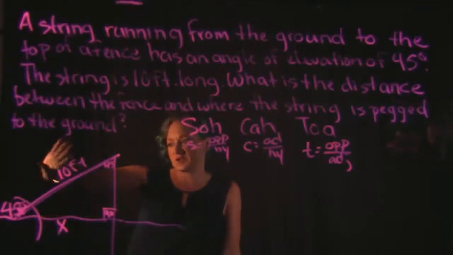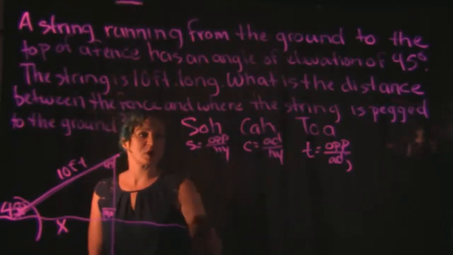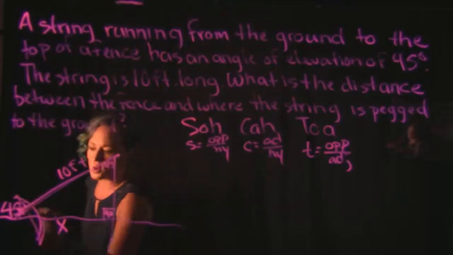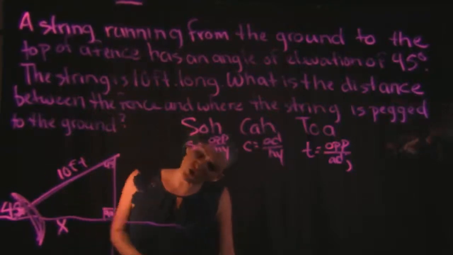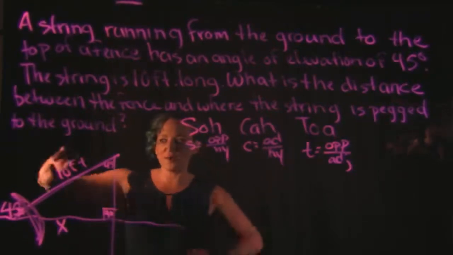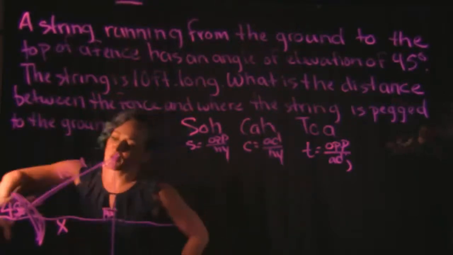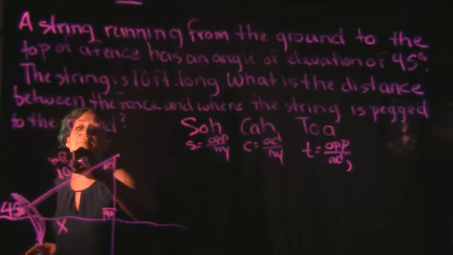We're given that this is 10 feet long, and we're solving for this line right here. So we want to figure out, are we using sine, cosine, or tangent based off of our angle? Our angle is this one right here, 45, we know that. The other two pieces of information, one that we know is the 10, one we need to find out is this x.